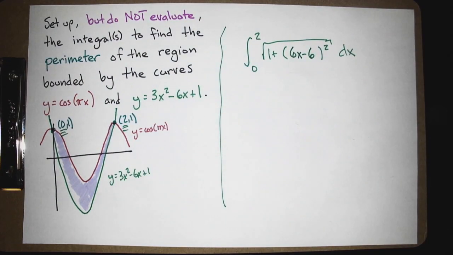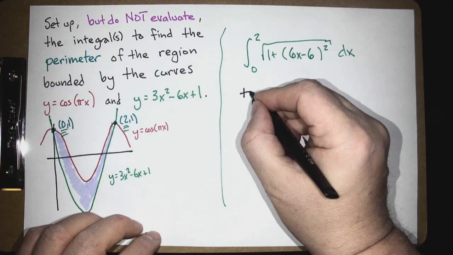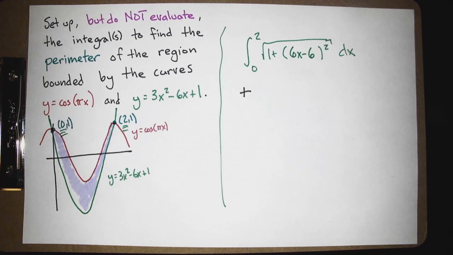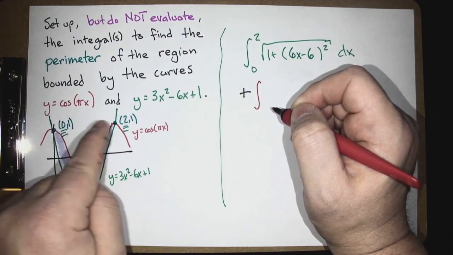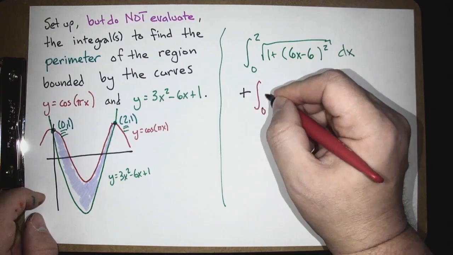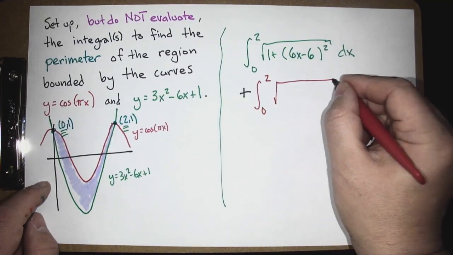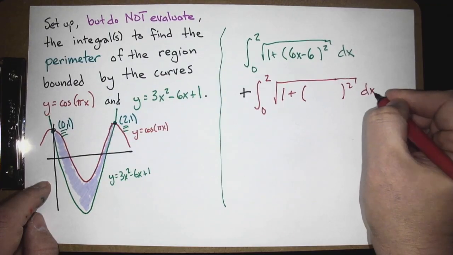Now, what do we do for this integral after we've written that down? We leave it alone. We just have to set it up. We don't have to simplify it. We don't have to evaluate it. That's that. But we need to add the other piece. So now we're doing the cosine. Okay, now the parabola went from 0 to 2, but for the cosine, we're going to go from 0 to 2 as well. Formula: square root of 1 plus something squared dx.